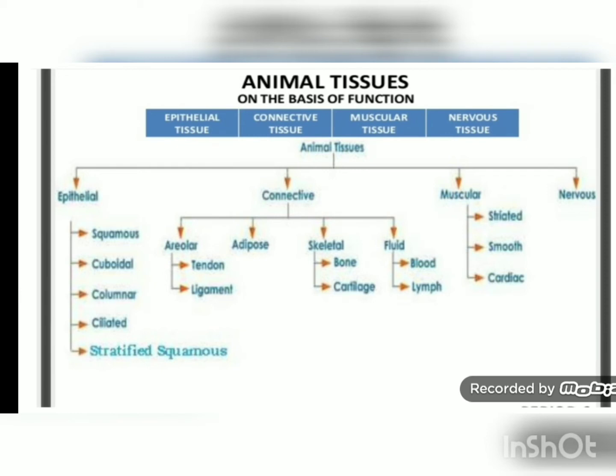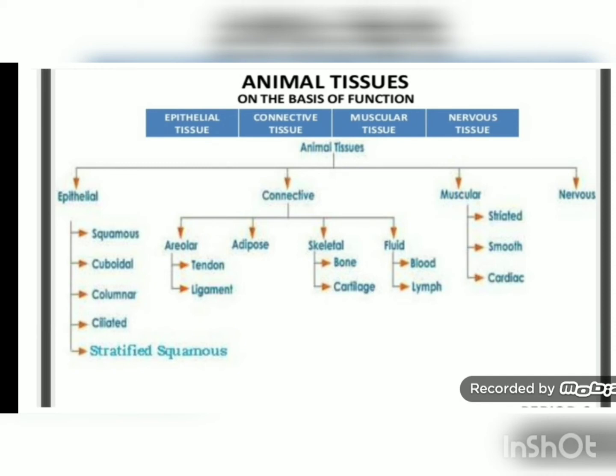Now here we will see the animal tissues, their types and their basic functions. Four main types of animal tissues are epithelial tissue, connective tissue, muscular tissue and nervous tissue. In the figure you can see epithelial tissues are squamous epithelial tissue, or you can say squamous epithelium, cuboidal epithelium, columnar epithelium, ciliated epithelium and stratified squamous epithelium.